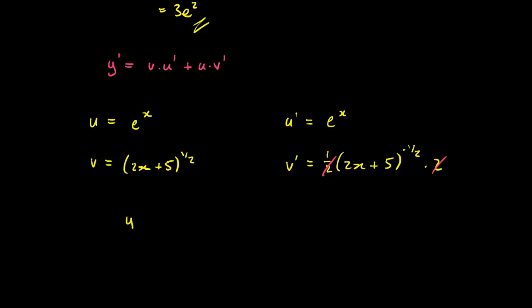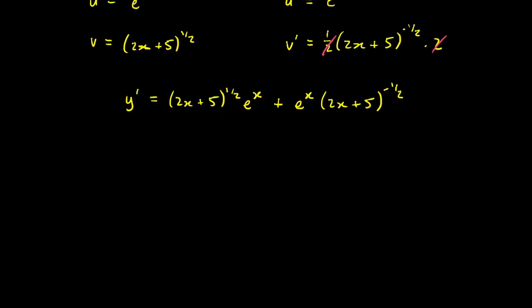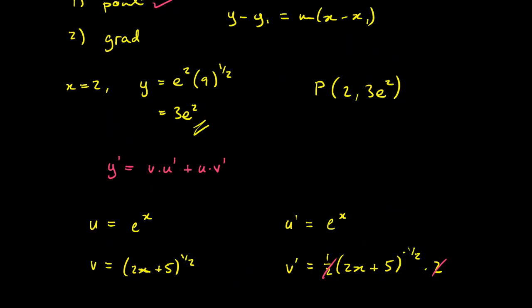So now if I substitute into the equation for the product rule, I'm going to get v, which is (2x plus 5) to the power of a half, times du, which is e to the x, plus u, which is e to the x, times dv, which is (2x plus 5) to the power of minus a half. And we're interested in this when x is equal to 2, is it? Yeah, x is equal to 2.